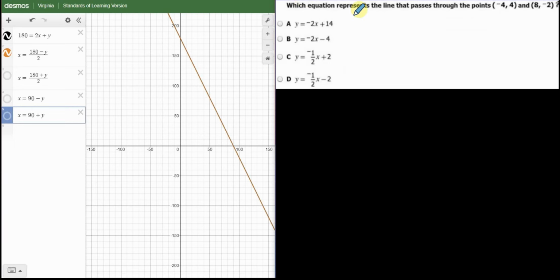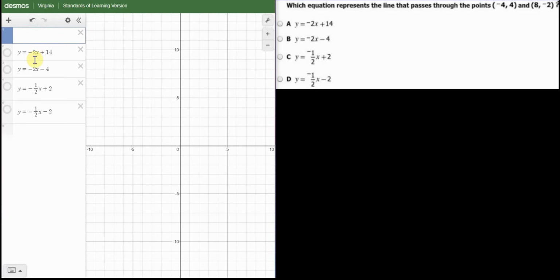All right, here, which equation represents a line that passes through the points? So one of these lines is going to pass through these 2 points. So I've set this one up. I have all four equations entered in. So you can see over here, four equations. Here I have them entered in.